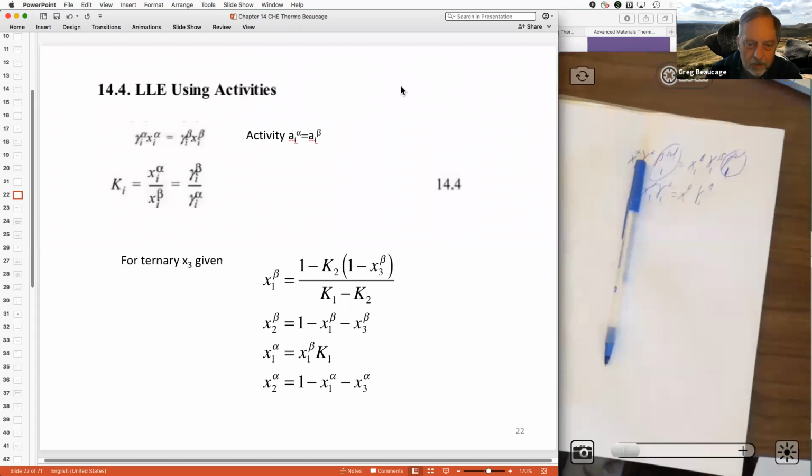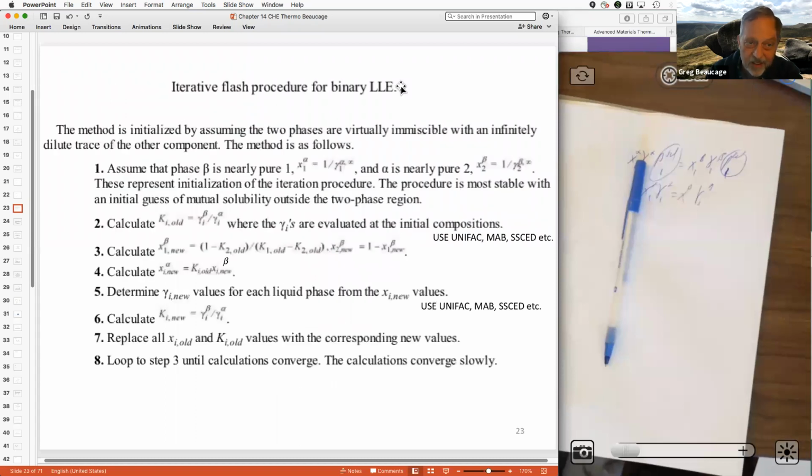So this is an iterative routine. Say you do a flash and you have two liquids together. Flash here means you just dump two liquids into a bucket, and then you want to know what the compositions of the two phases are going to be, right? And then if you know the compositions of the two phases, you can tell the amounts of the two phases.